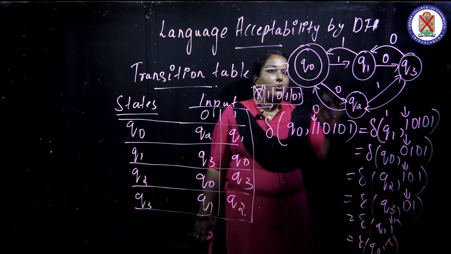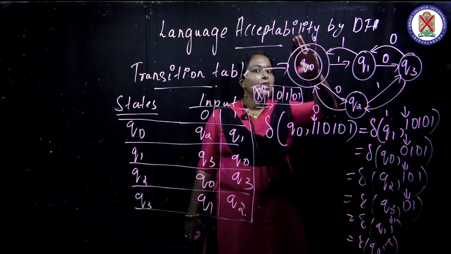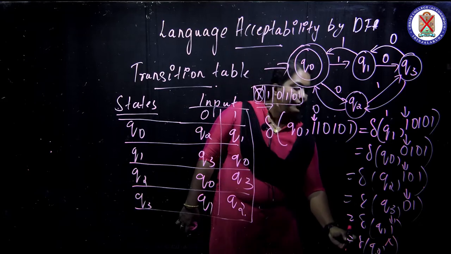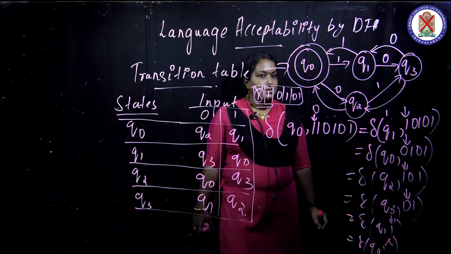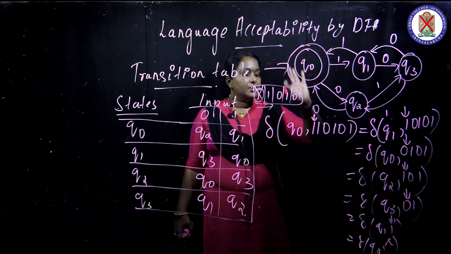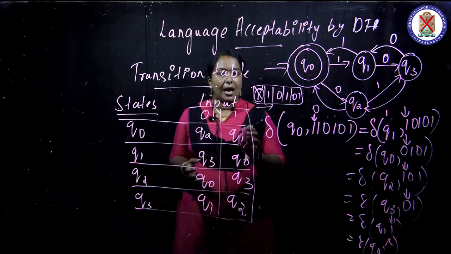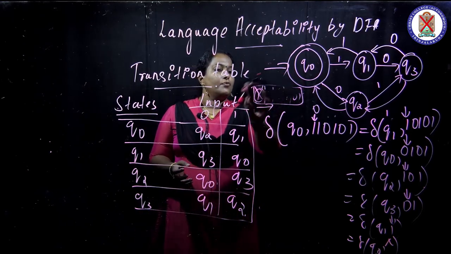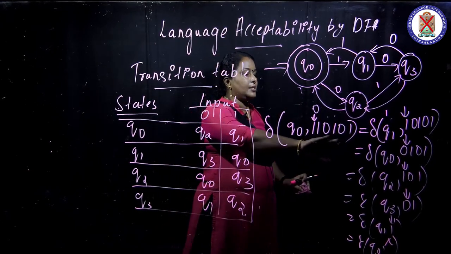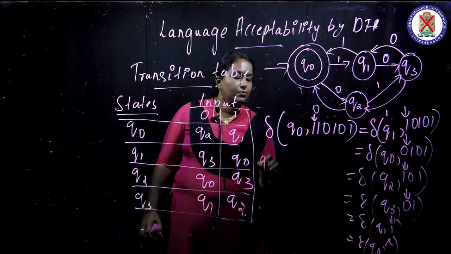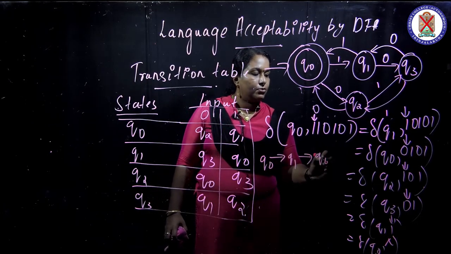So Q0 on epsilon. Epsilon means no more input is coming, so it stays in that state itself. That is the final state, so this string is accepted. When it reaches the final state at epsilon, the string is accepted. Now we can write all the states we have seen. From Q0 it moved to Q1, and from Q1 it moved to Q0.